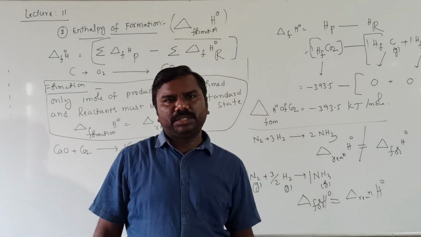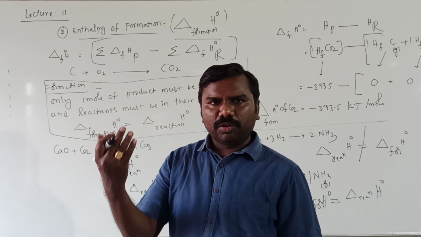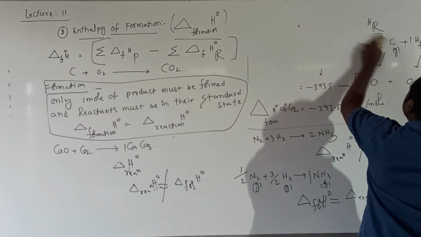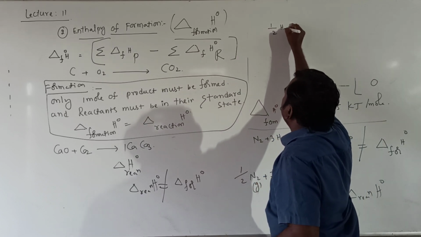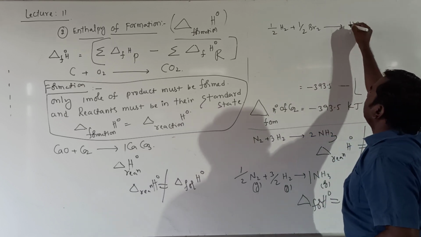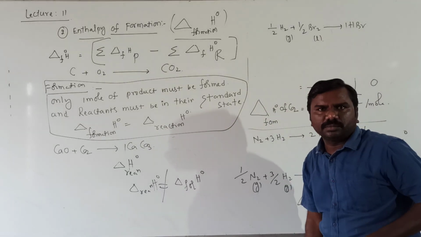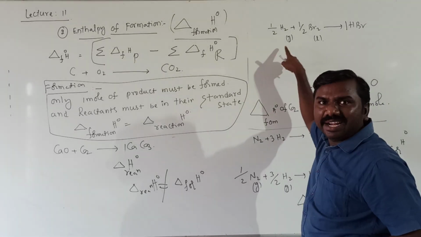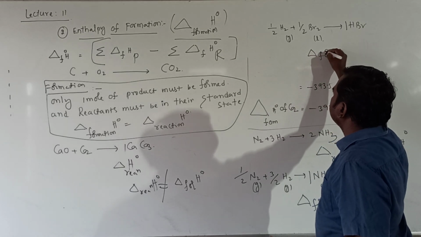Very, very important. Which of the following is enthalpy of formation? 4 options they will provide you, and we need to find that. Now you just find this, students. It is 1/2 H2 plus 1/2 Br2 gives rise to HBr. It is 1 mole, gas. So the product is 1 mole, okay. Reactants are in their standard states. That's why this condition is satisfied. So it is enthalpy of formation.